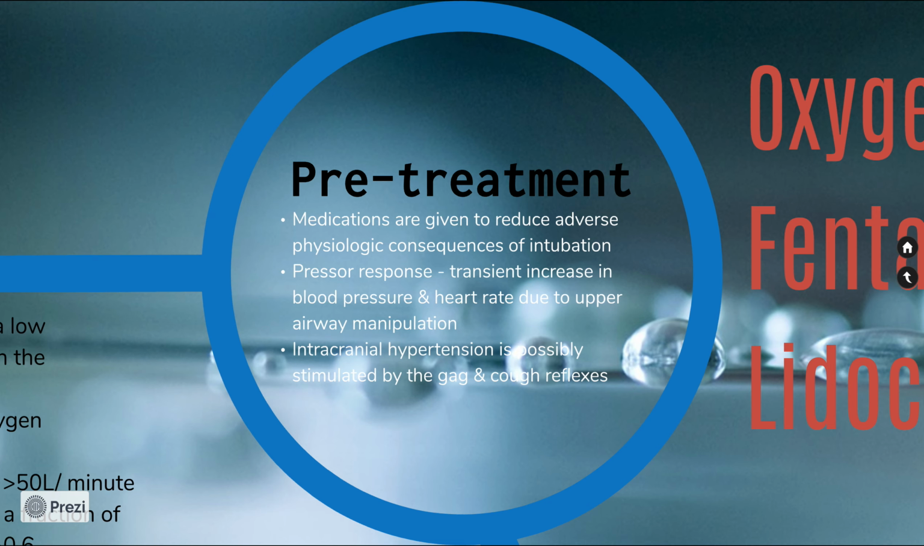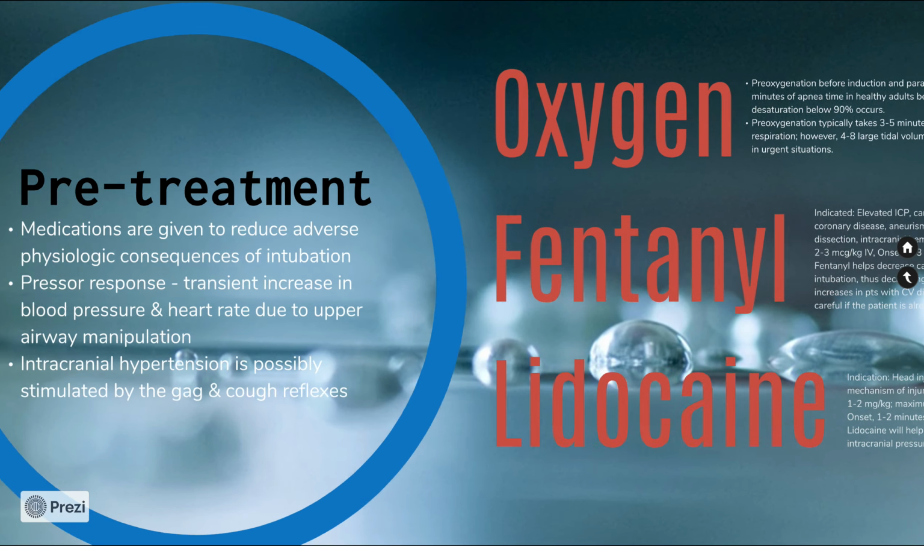Intracranial hypertension is possibly stimulated by the gag and cough reflexes. So either way, both the pressor response and intracranial hypertension are related to the body's default response to keeping the upper airways open. And so we need to give medication to make sure that these physiologic events are not very disruptive or will not cause further harm to the patient.